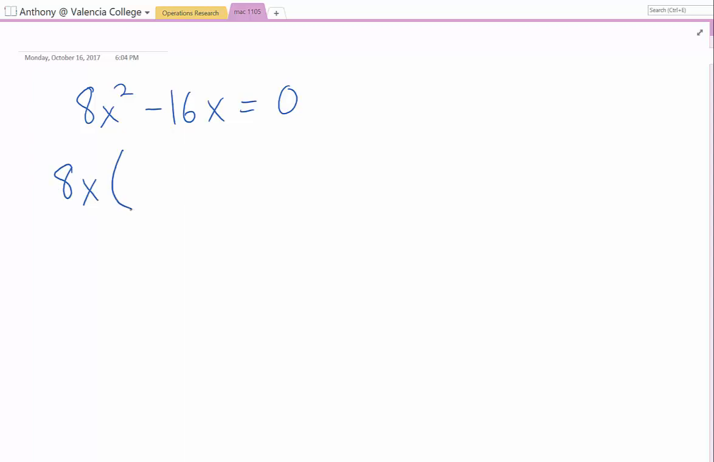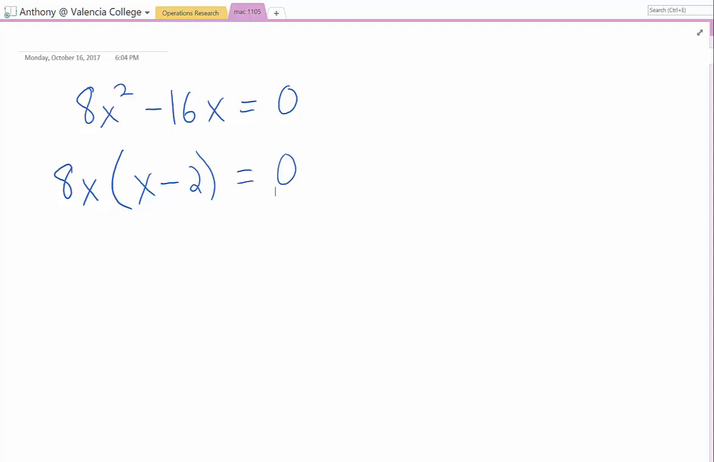Well, factoring is nothing more than division. 8x squared divided by 8x leaves us with an x. Negative 16x divided by 8x leaves us with a negative 2. We're going to set that equal to 0. Alright, so what do we do next?